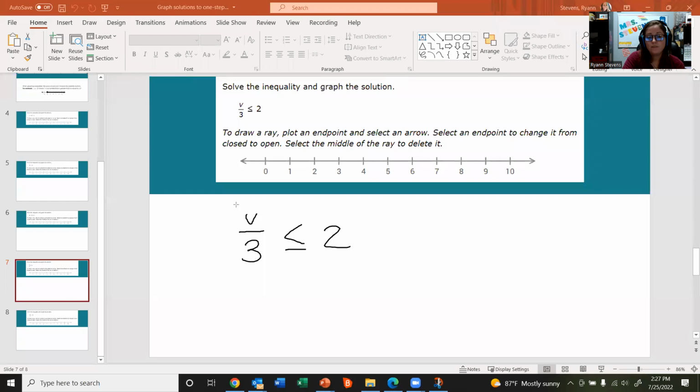I'm going to identify my variable. I also have V over 3, which is written as a fraction. If we think back to fractions, we know that fractions are actually division problems. So we could read this as V over 3 or V divided by 3. Since we have division, our inverse operation is going to be to multiply. And what do we multiply by? We are going to multiply by the reciprocal of the number.